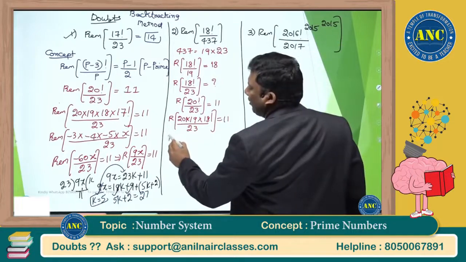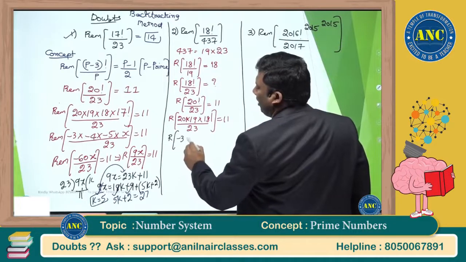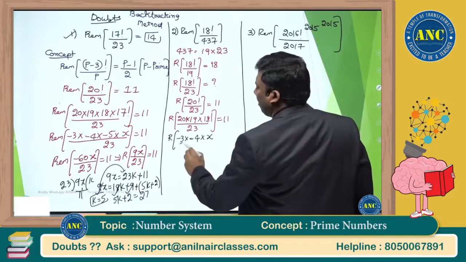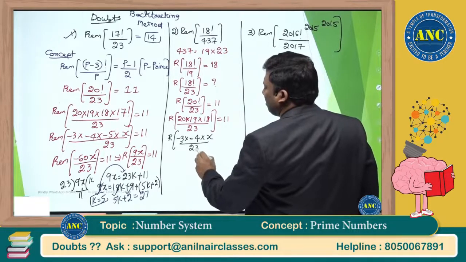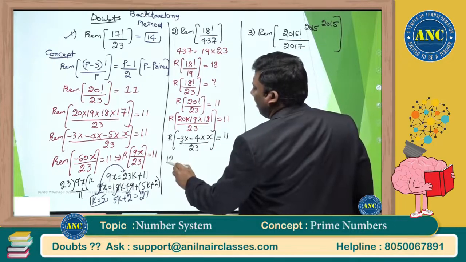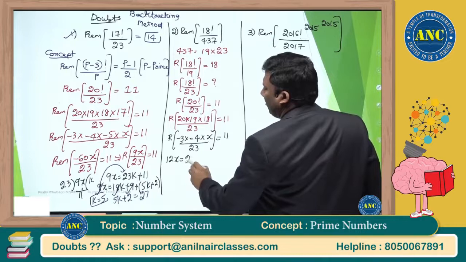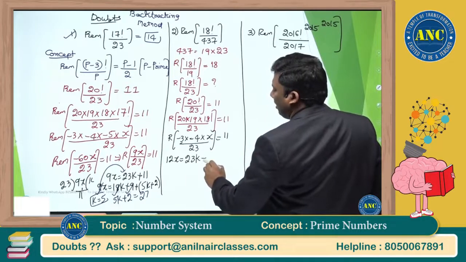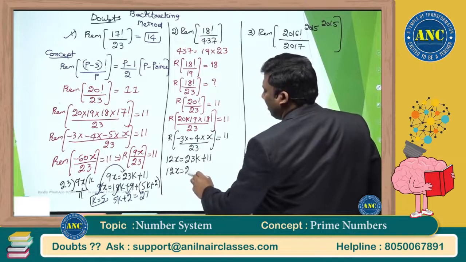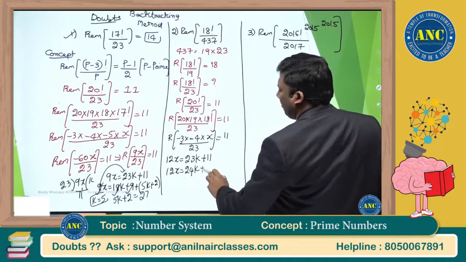20 divided by 23, minus 3. 23 ones are 23, minus 4. 18 factorial by 23 times x, divided by 23, the remainder is 11. So 12x, when divided by 23, the remainder is 11. So 12x can be written as 24k plus 12.